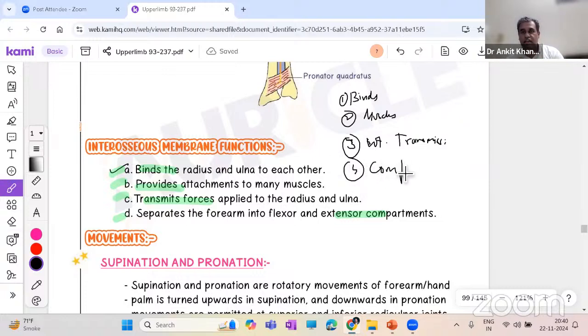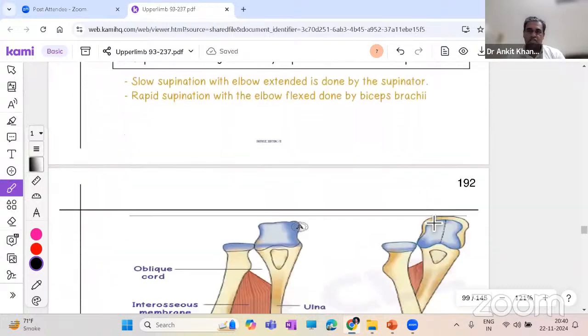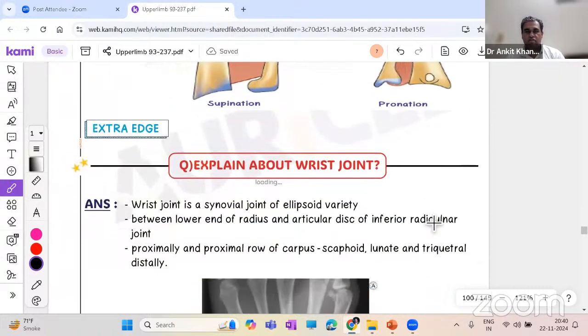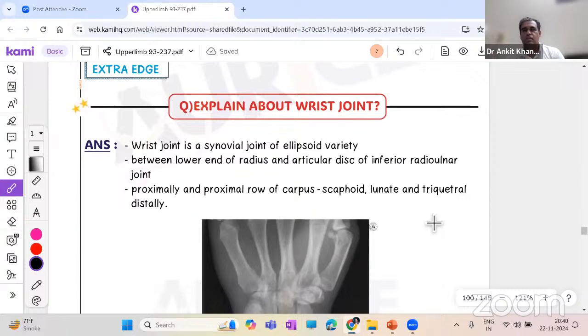So it compartmentalizes the two compartments. So both functions are very, very important. The movements of supination and pronation we have discussed, and the muscles which cause supination and pronation, that also we know. Now let's come to the wrist joint.